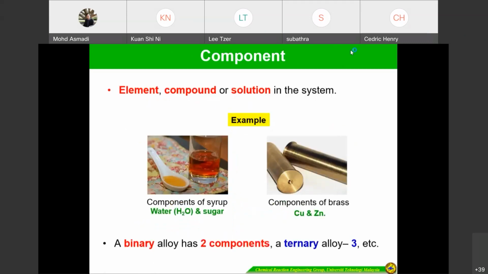What is a component? A component is an element or compound of the solution in the system. For example, the solute in a solution, or the solution itself, is also a component. The components of syrup are H2O and sugar; these are the elements. The components of brass are copper and zinc. That is a component. So binary means two components, a ternary alloy has three components, quaternary maybe four, and so on. So there can be many components, like complex alloys.